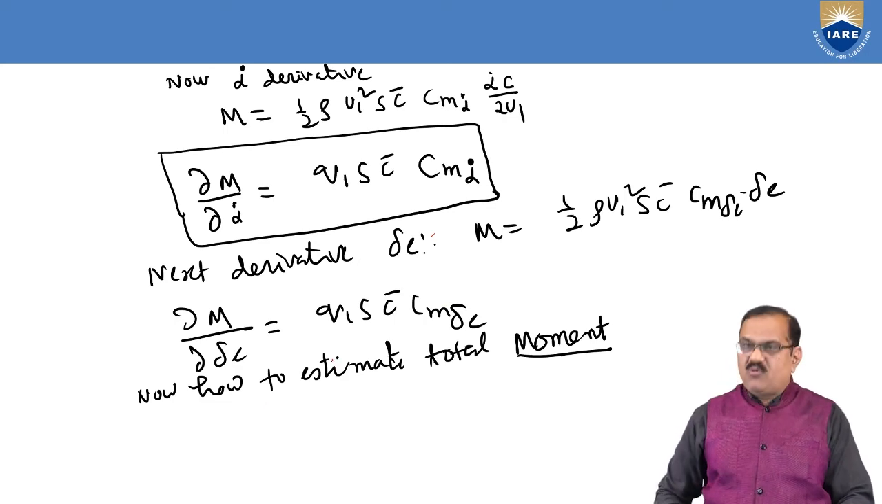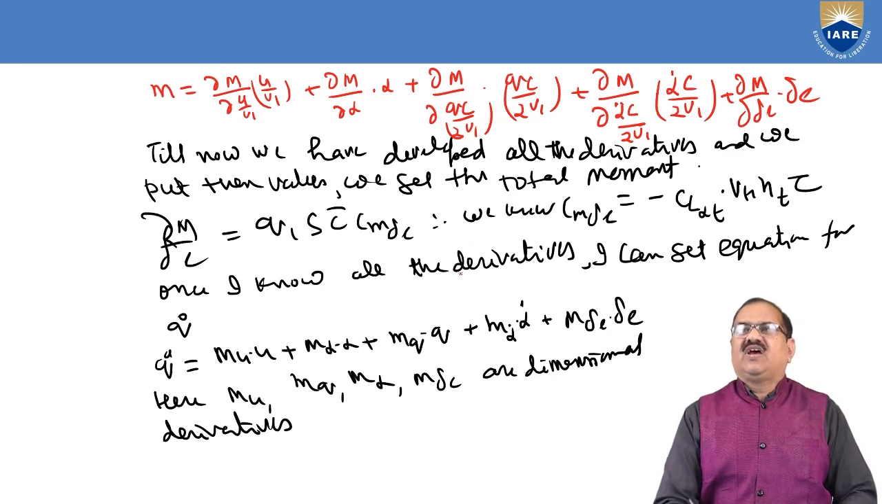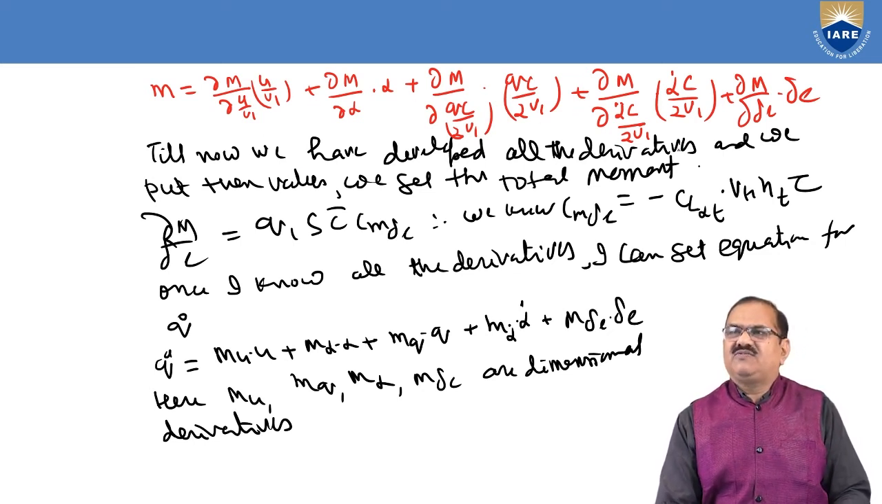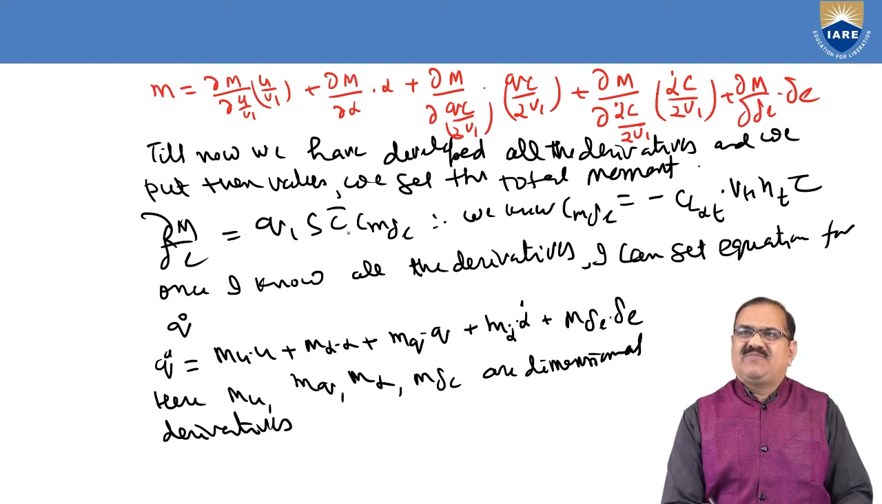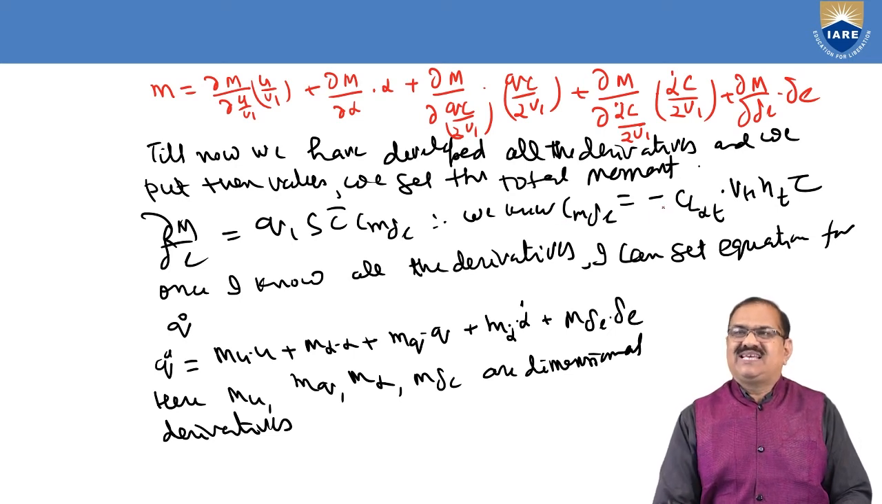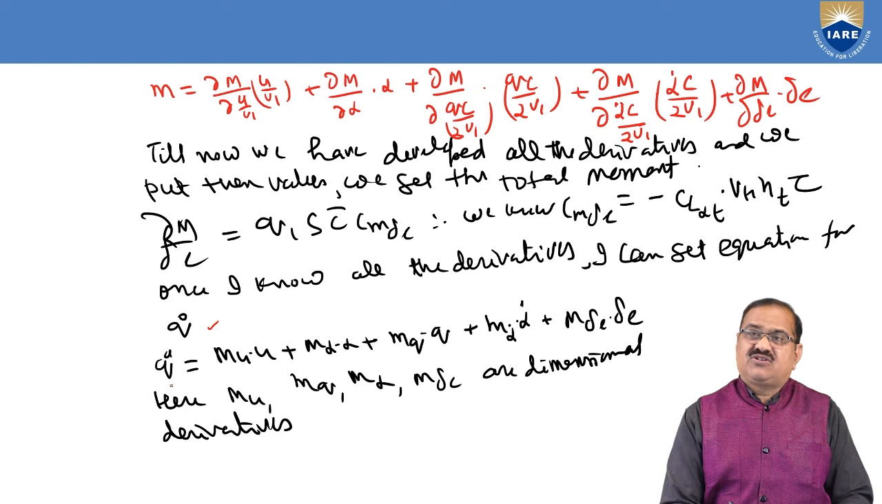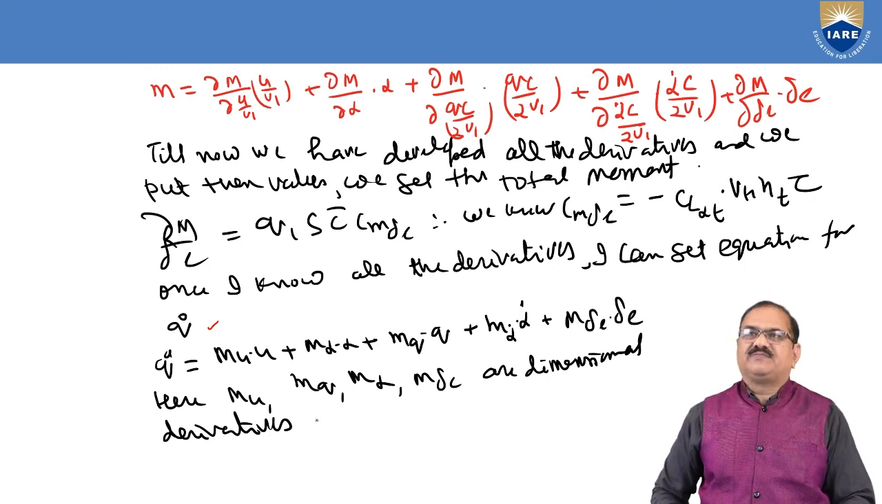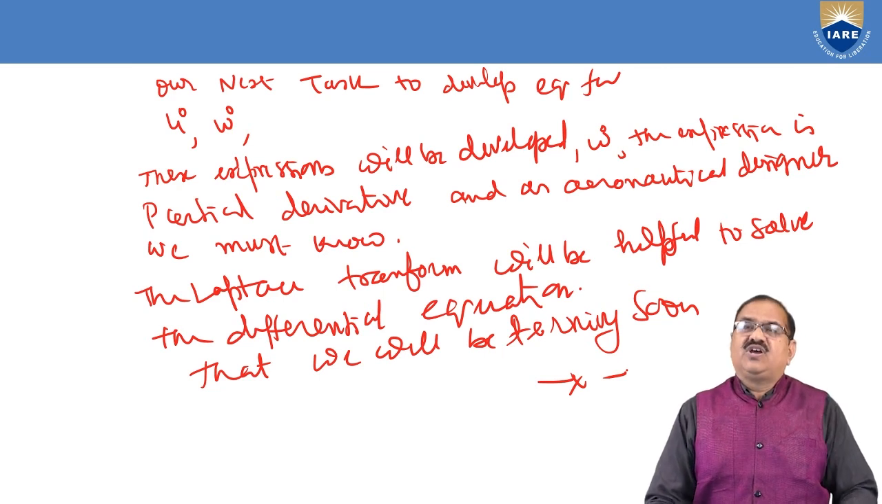Now how to estimate the total moment? To estimate the total moment, we have to put in all these derivatives and add them up. Till now we have developed all the derivatives, and when we put in these values, we get the total moment. So ∂M/∂δE is equal to q1 s c bar Cm delta E. We know that Cm delta E is equal to minus CL alpha t VH eta t and tau. So once I know all the derivatives, I can get the equation for q dot, and this q dot is equal to Mu u plus M alpha alpha plus Mq q plus M alpha dot alpha dot plus M delta E delta E. Here Mu, Mq, M alpha, M delta E are dimensional derivatives. Our next task is to develop the equations for u dot and w dot.